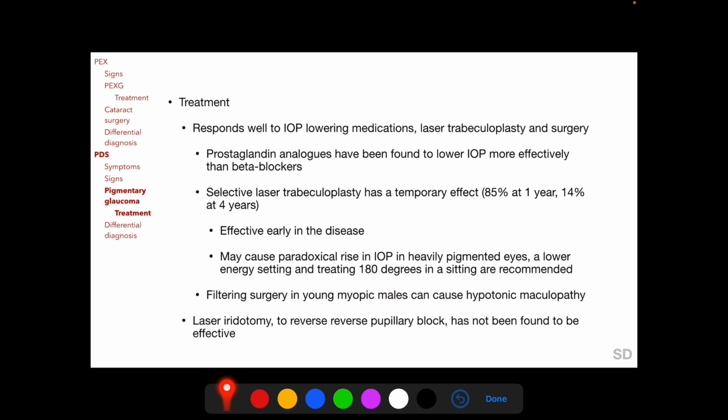As there is a reverse pupillary block in pigment dispersion syndrome, laser iridotomy has been attempted to negate this reverse pupillary block, but it has not been found to be effective in pigment dispersion syndrome or pigmentary glaucoma.